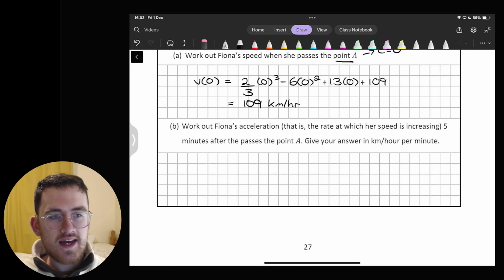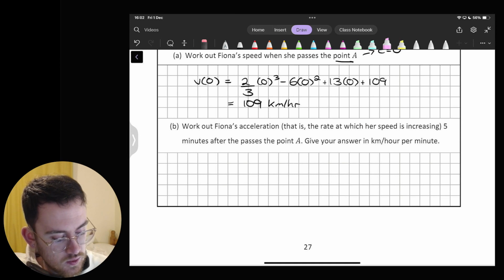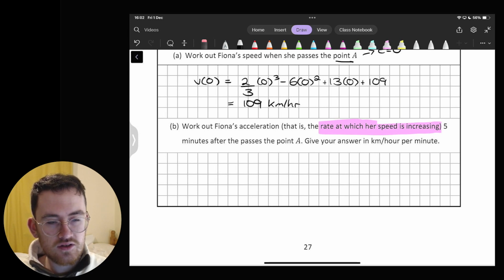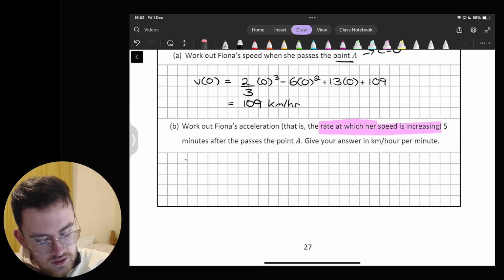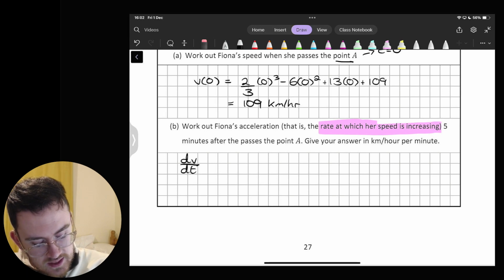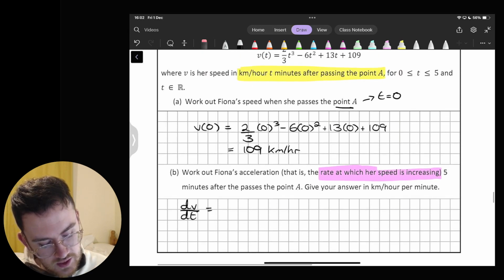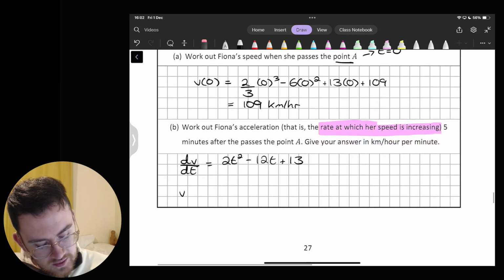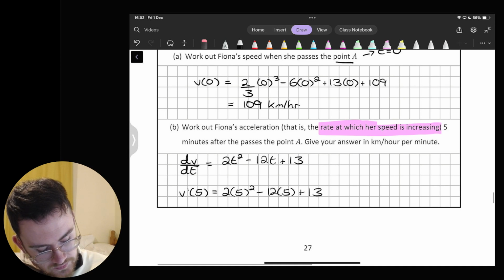To work out Fiona's acceleration, and they even give us a little hint here, the rate at which her speed is increasing 5 minutes after she passes the point A, give your answer in kilometers per hour per minute. So the rate at which her speed is increasing, we're looking for dv/dt, the derivative of the velocity function they gave us. That's going to be 2t squared minus 12t plus 13. We want to evaluate that derivative now when t is 5. So 2 times 5 squared minus 12 times 5 plus 13, that's 50 minus 60 plus 13.